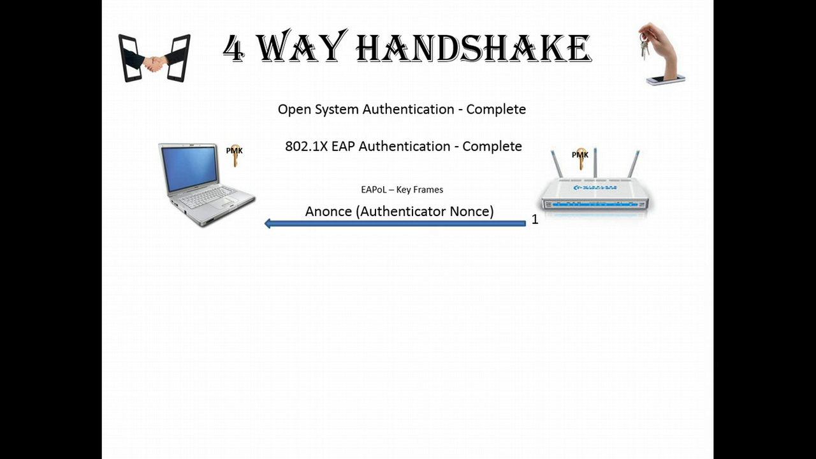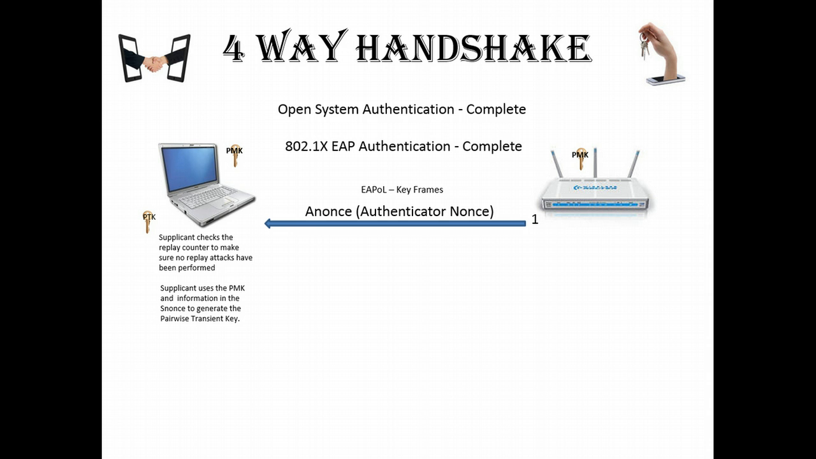Our access point will send an ANonce over to the client device, our supplicant, and the supplicant will check the replay counter to make sure no replay attacks have been performed against this nonce, and it will use this nonce and its pairwise master key to generate what is called a pairwise transient key. Now, this pairwise transient key is used to encrypt and decrypt unicast traffic for this session only. When I say this session, it's between this one particular client and the access point. It's not shared anywhere else.